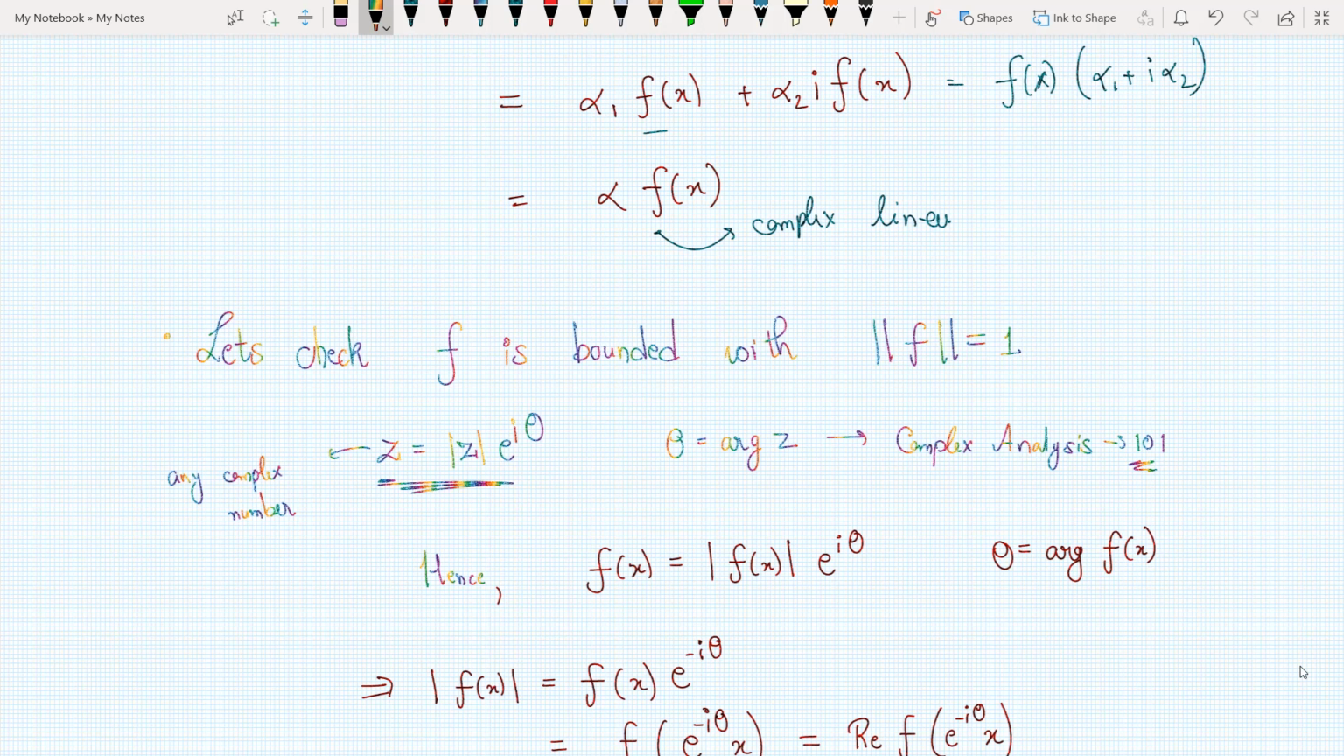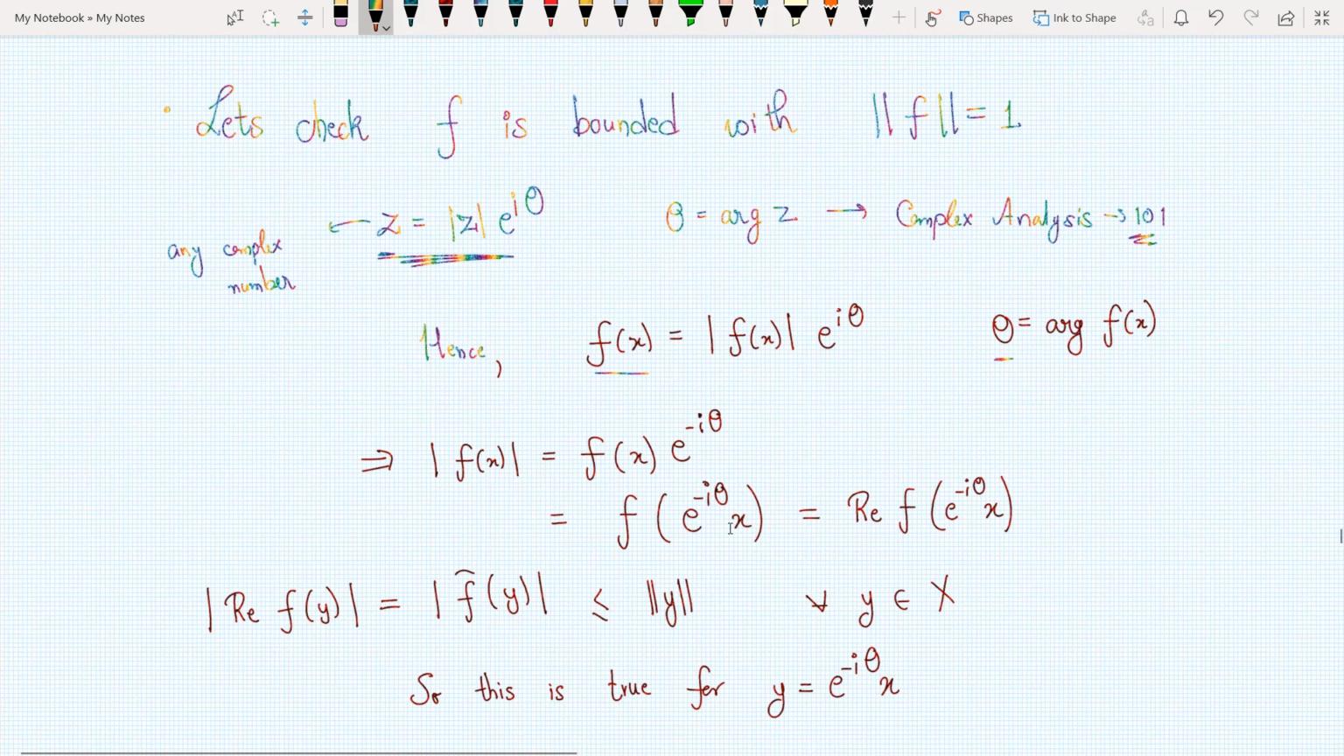Now once you have this, I know that my f of x was a complex number. It gave me a complex number, and I can therefore write it as mod of f of x e to the power i theta, where theta is the argument of f of x. Now I have mod of f of x is equal to f of x e to the power minus i theta. I did nothing. I took e to the power i theta to that side, and it became e to the power minus i theta. Now I know that this f is complex linear. So if something is complex linear, I can take this e to the power i theta inside of it. Complex linear.